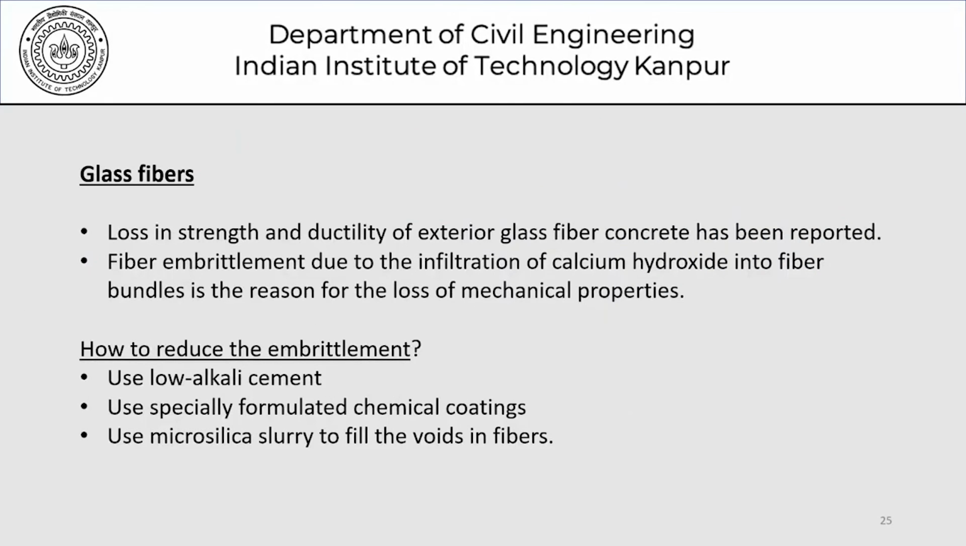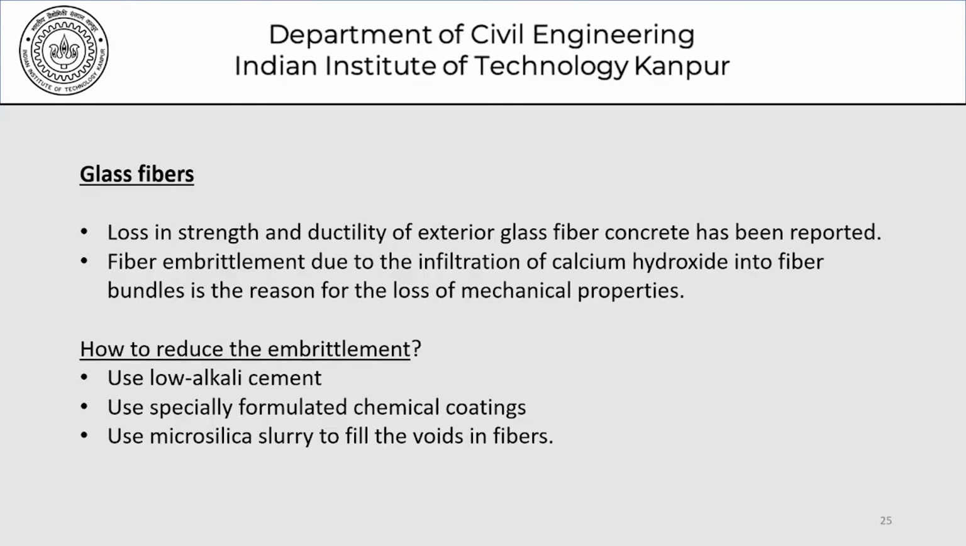Continuing with glass fibers, loss in strength and ductility of the exterior glass fiber concrete has been reported. Fiber embrittlement due to infiltration of calcium hydroxide into the fiber bundles is the reason for this mechanical properties loss. And we can reduce this embrittlement by using low alkali cement, using specially formulated chemical coatings, and using microsilica slurry to fill the voids in the fibers. So there are problems and there are solutions to these problems if we are really trying to use one type of the fiber or the other.